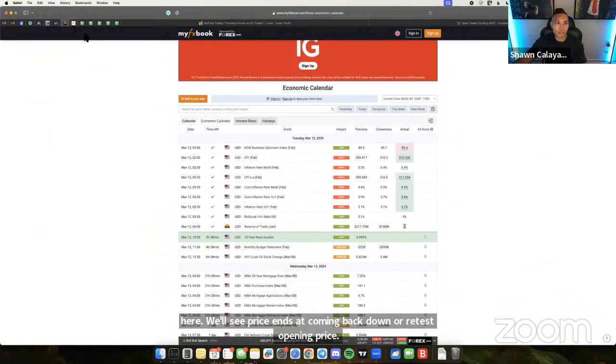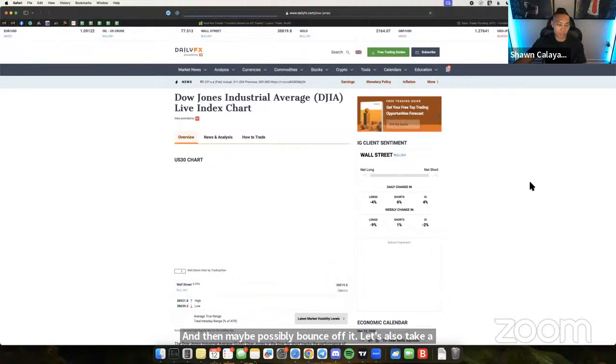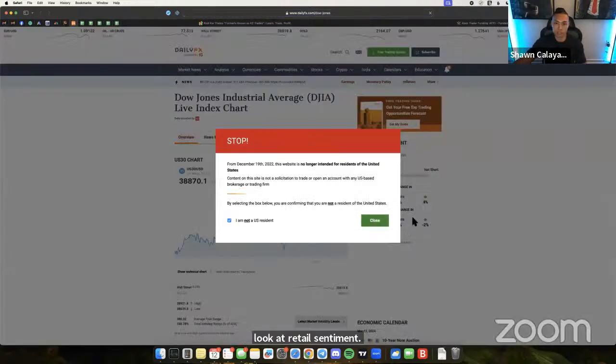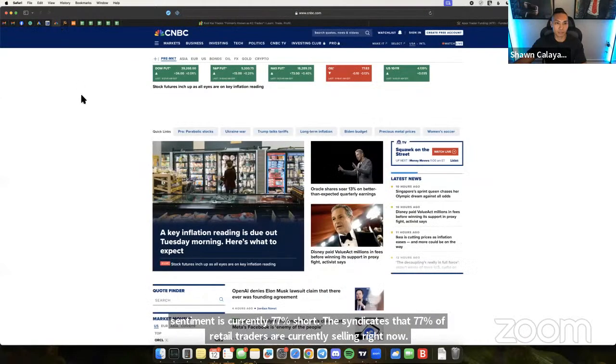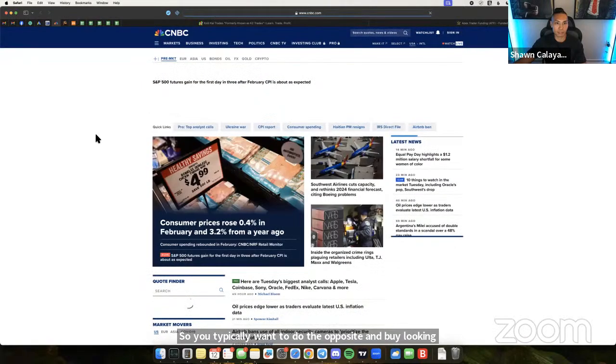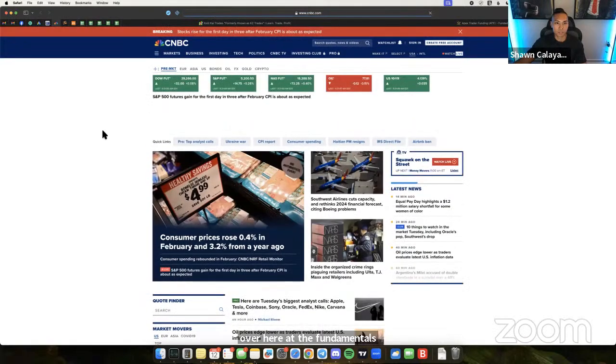Let's also take a look at retail sentiment. Retail sentiment is currently 77% short. This indicates that 77% of retail traders are currently selling right now. So you typically want to do the opposite and buy. Looking over here at the fundamentals, they're up 32 points.